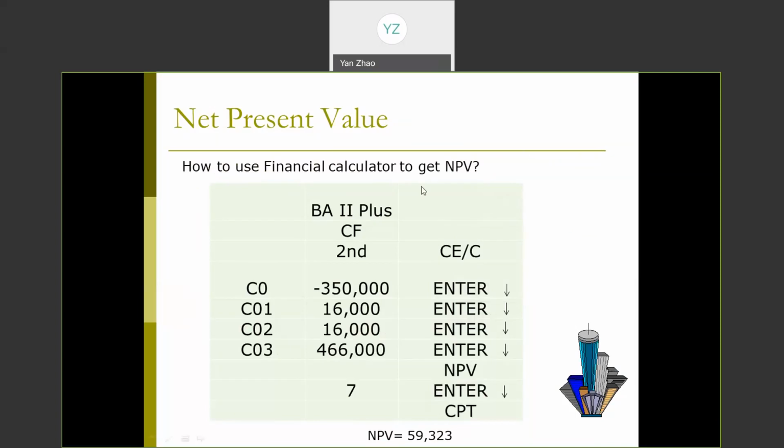So how do you do it in a calculator? In this slide, I showed you the basic buttons to click when you calculate net present value. I also uploaded a YouTube video on the Blackboard website. You can watch the video, which shows you the steps to calculate the net present value.